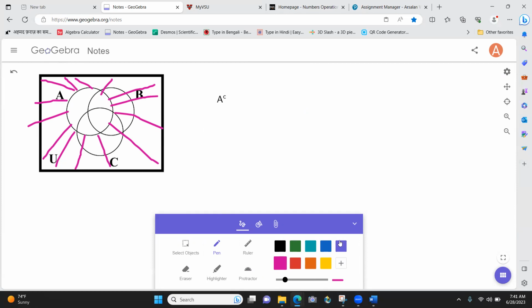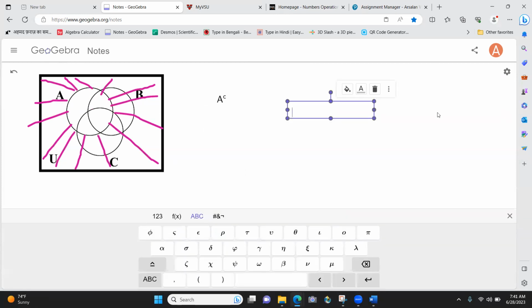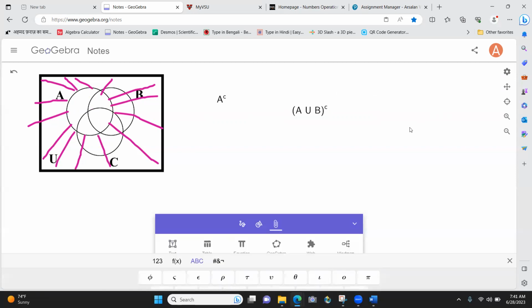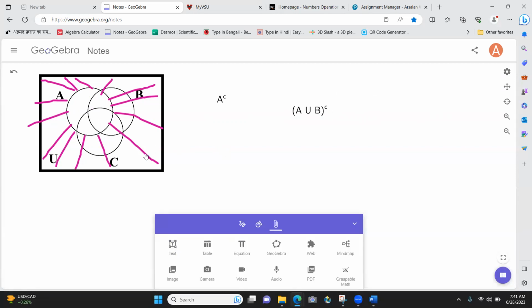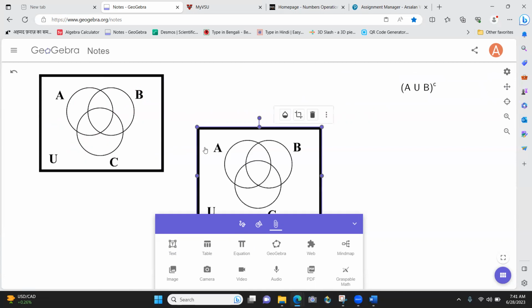Okay? That's A complement. So let's do one more that's a little more challenging. What's A union B and the complement of that? Well, first we have to find A union B. I'm going to use two pictures here, okay? I'll do it carefully, step by step, in two stages.